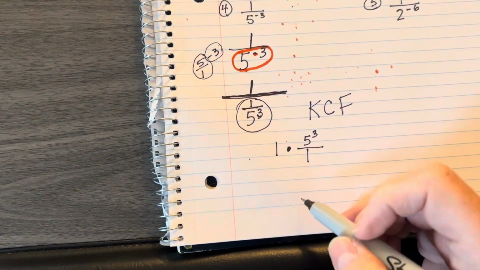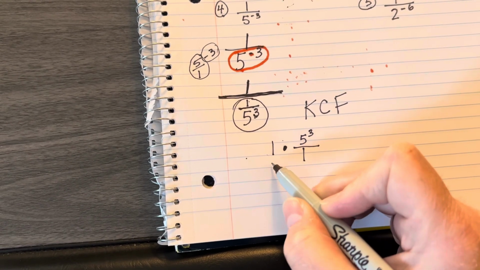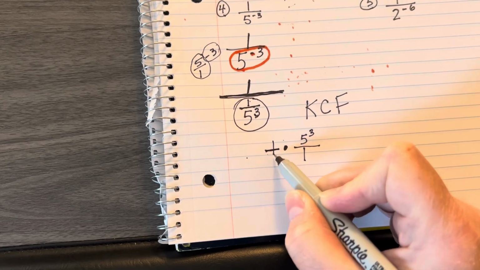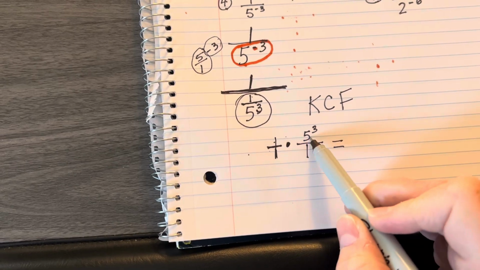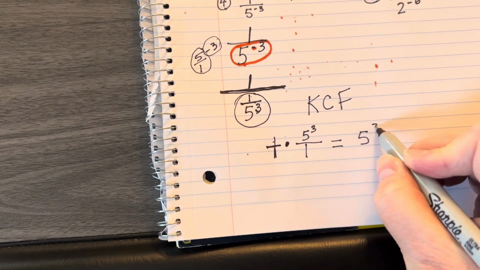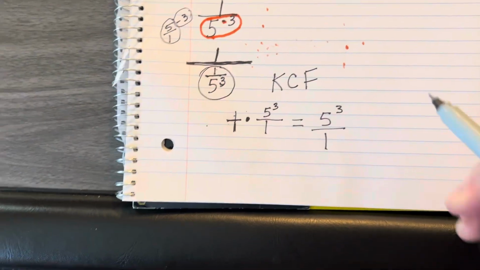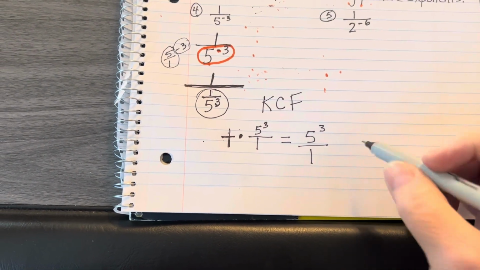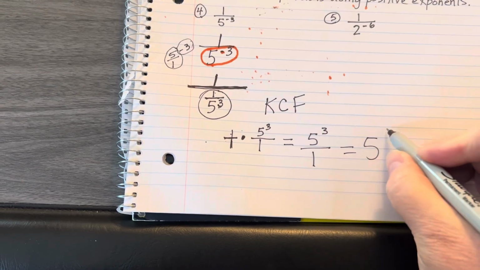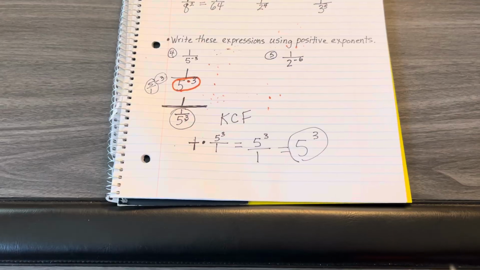When you solve this, if you need to, most of you probably don't, you can say 1 is equal to 1 over 1. So 1 times 5 to the 3rd power is 5 to the 3rd power. 1 times 1 is 1. Well, obviously, to simplify that, 5 to the 3rd power divided by 1 is simply 5 to the 3rd power. So that's your final answer, 5 to the 3rd power.